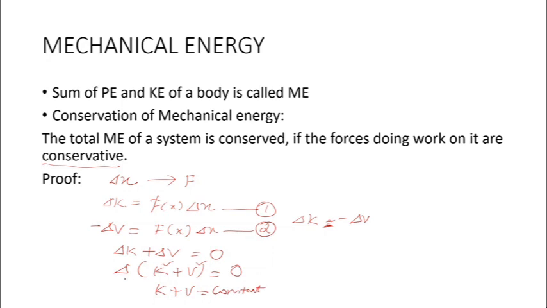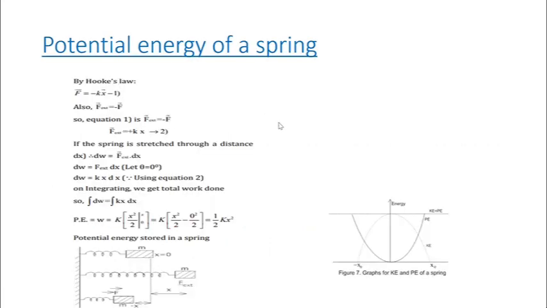Delta represents a change in the sum of the energy, the mechanical energy. K plus V is mechanical energy. The sum of kinetic and potential energy is called mechanical energy. So the change in mechanical energy is 0, or mechanical energy is a constant. So that is the energy conservation proof, the mechanical energy conservation proof. Potential energy of a spring is the next topic.